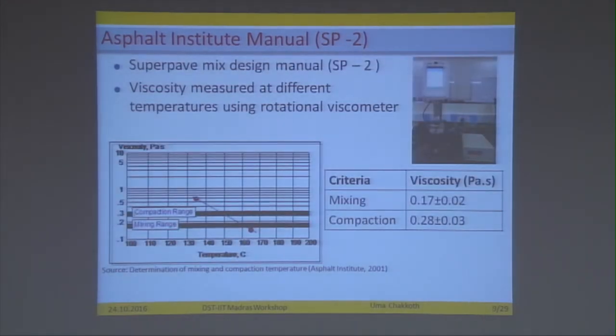So when the Superpave mix design manual was introduced, they used a rotational viscometer for determining the mixing and compaction temperature. Yet again they measured viscosity at two different temperatures, essentially 135 and 165, and plotted these viscosity-temperature charts. They read from the chart the temperature corresponding to a viscosity of 0.17 as the mixing temperature and the viscosity of 0.28 as the compaction temperature.